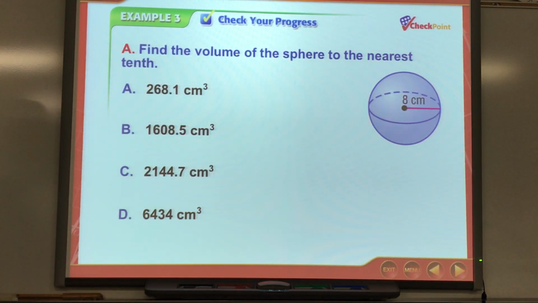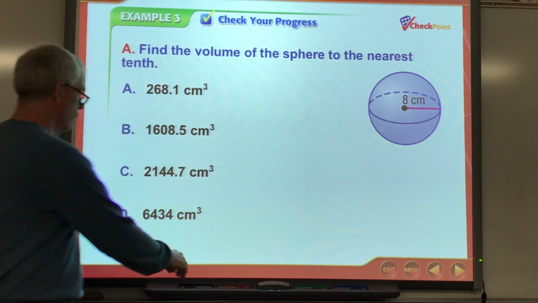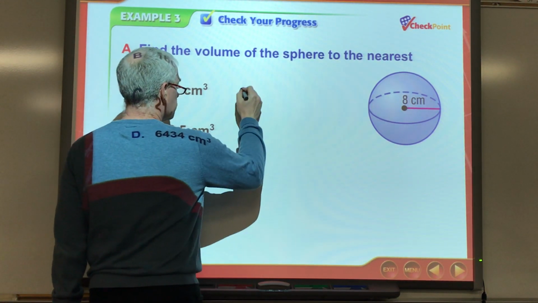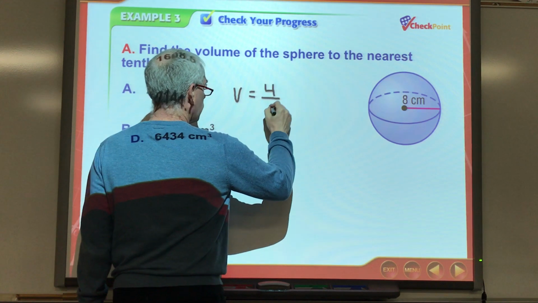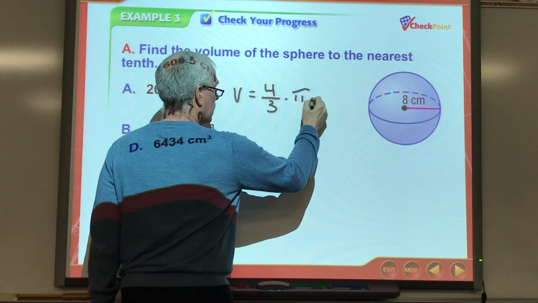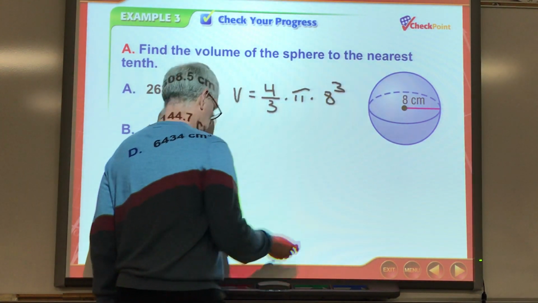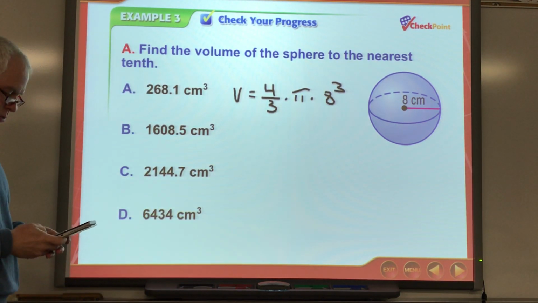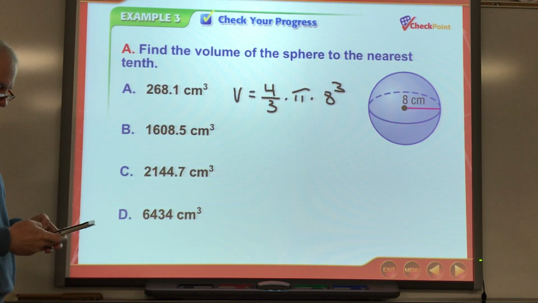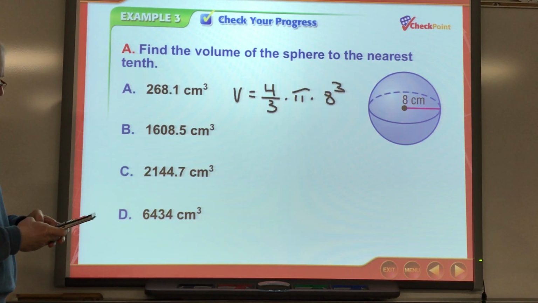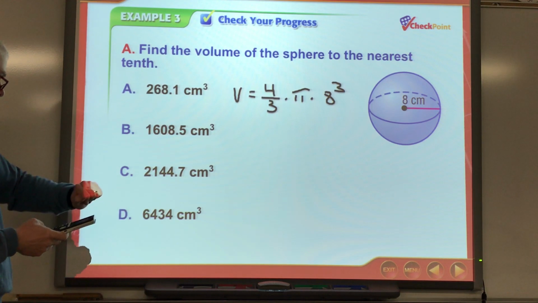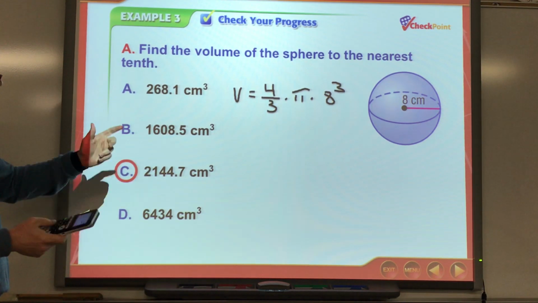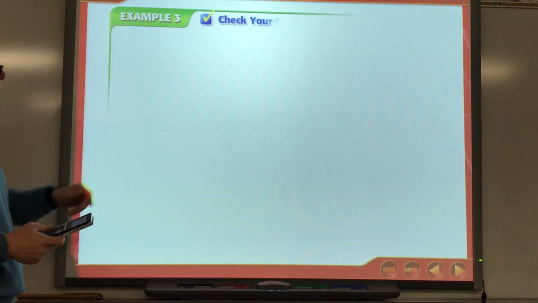Okay? So let's try one here. Find the volume of a sphere to the nearest tenth. So volume, 4/3 pi r cubed. Okay? They give me everything I need this time, so I'm going to just plug it in. 4/3 times pi times 8 cubed, I get 2144.7, if you round. Not too bad. Know the formula, plug in what you got.